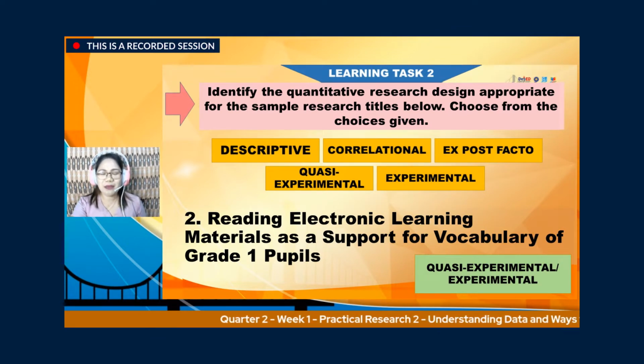Okay, so number 2. Reading electronic learning materials as a support for vocabulary of grade 1 pupils. Ano kayang uri ng quantitative research design ang appropriate dito? Okay, tignan natin kung tama ang inyong mga sagot. It's a quasi-experimental or experimental. So, pwede sa dalawang ito, depende sa kung paano natin i-construct yung review of related natin, yung chapter 1, chapter 2, as to the last one na chapter natin. So, nakadepende pa rin ito sa inyo as a researcher kung experimental ba siya, purely experimental, or quasi-experimental.